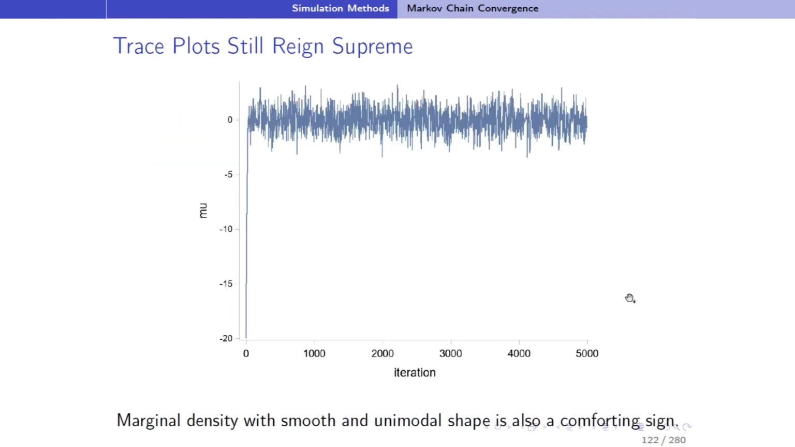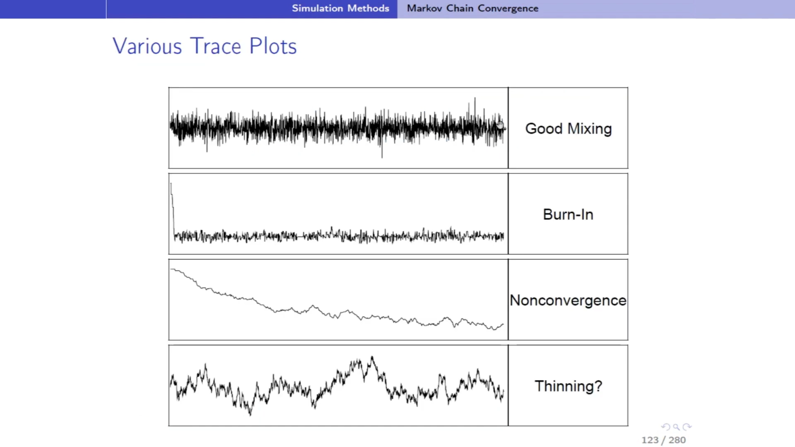The trace plot still reigns supreme for this reason. You want a marginal density that is smooth, and you want a trace plot that stabilizes and has whiskers that go to the tail, meaning it explores the tail area and comes back to the high-density area. That is the confidence sign. Among the various trace plots, you can have a good trace plot on top, and the second one probably indicates you need some burn-in.